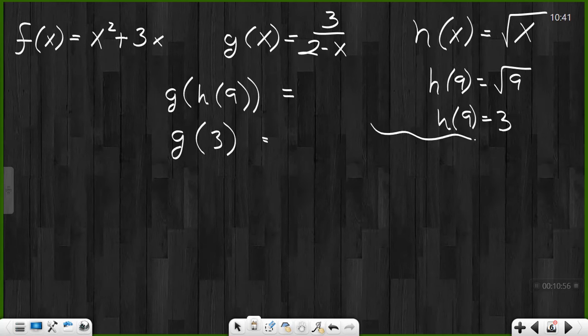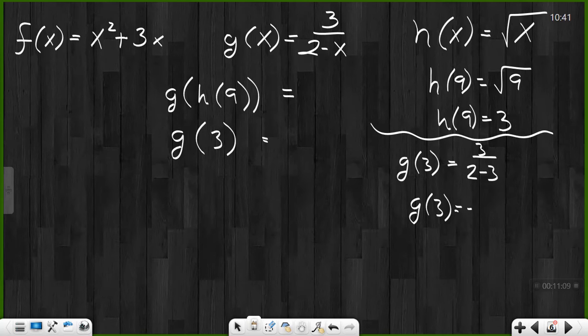Well, if I do g of 3, I'm just going to come over here and plug 3 into the g relation, which means 3 over 2 minus 3. And I find that g of 3 is actually equal to negative 3. All right? And that means that negative 3 would be that result here.